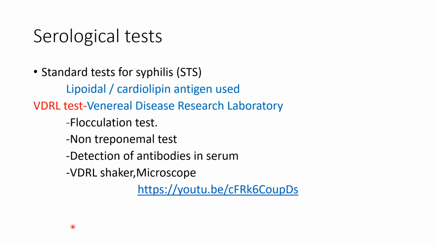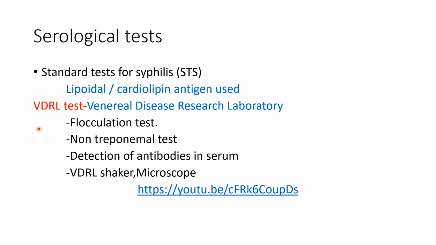So let me repeat. A serological test is when we use serum to detect the infection in the patient. Under that, we have standard tests for syphilis. There are two: one is VDRL, the other is RPR. In these tests, we are using cardiolipin antigen which has been taken from beef heart. And one such test is the VDRL test.